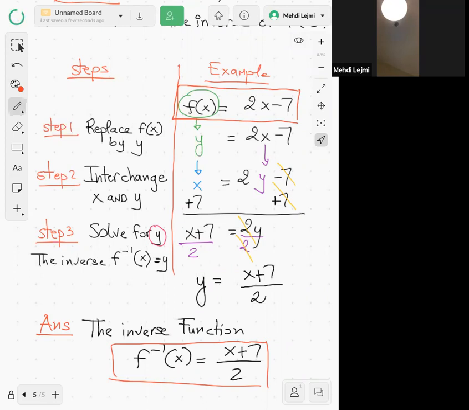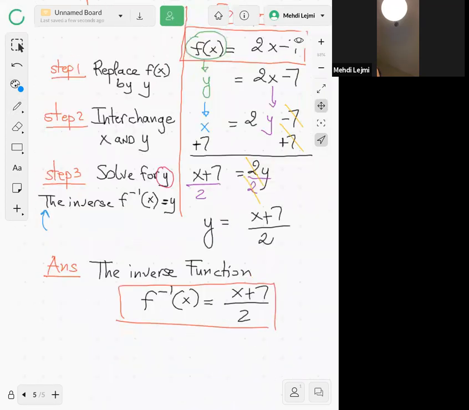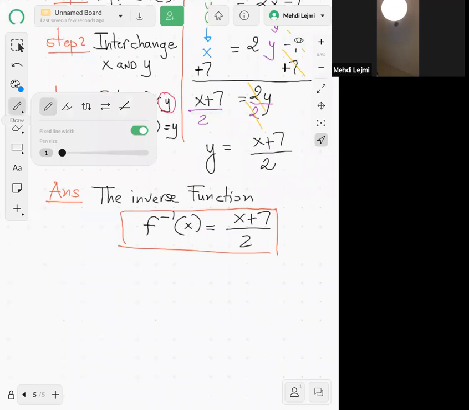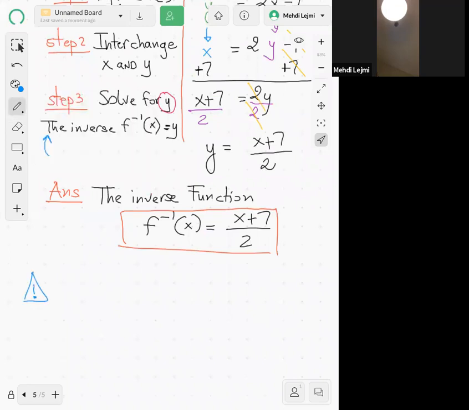So you take your function f, right? Replace f of x by y. Interchange x and y, and then you have to solve for y. Now, before the example or the exercise, there is one problem with the steps. Actually, you may have a problem with the third step, okay? Because in the third step, we are supposed to solve for y, but we cannot always be able to solve for y. So there is a problem with step number 3.